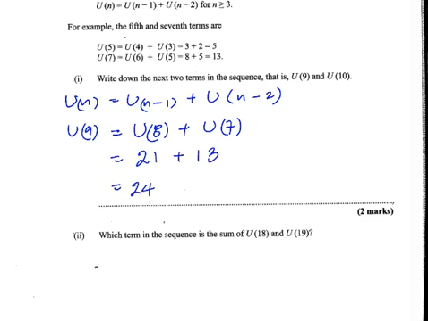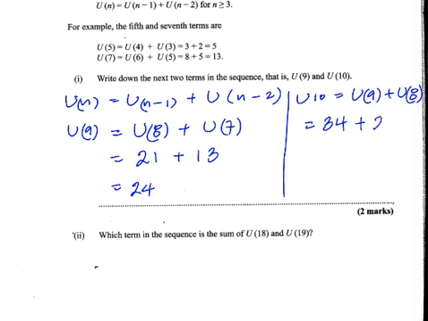The 10th term, u10, would be equal to u9 plus u8. Alright, and so u10 would be equal to 34, which is u9, plus 21, which is u8. So this is equal to 55. Alright, let's go to the next part of the question.